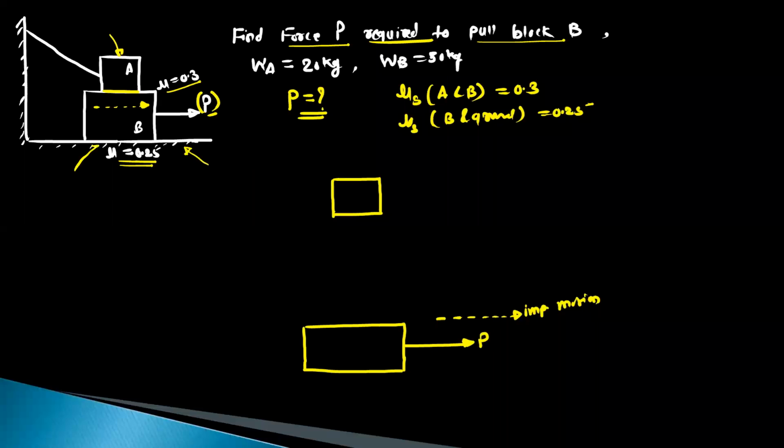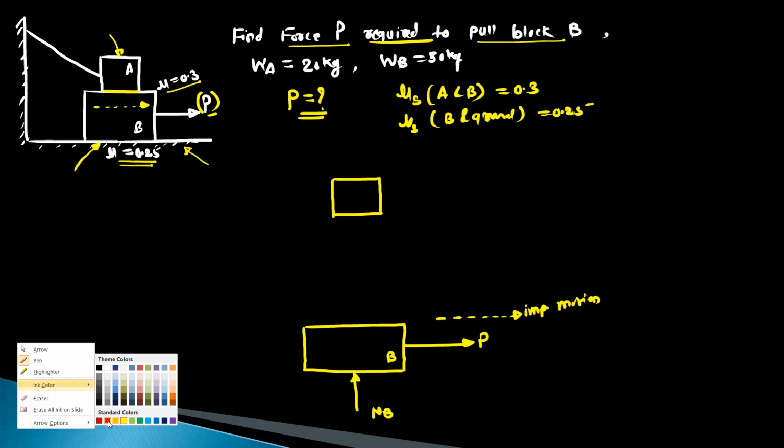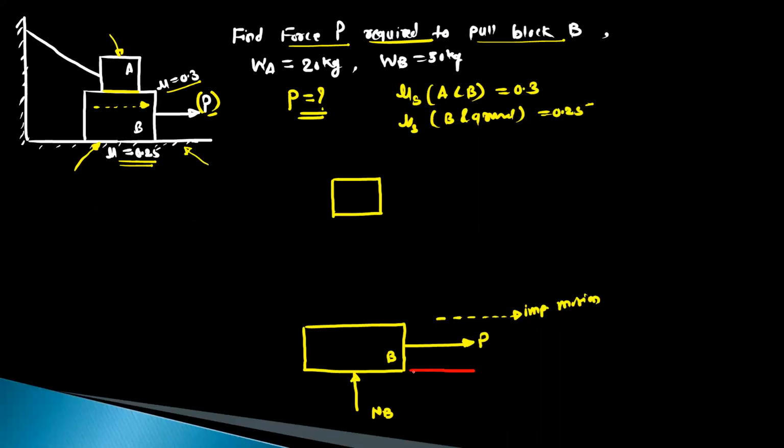Then at this contact surface, the ground will offer the normal reaction. This normal reaction is NB. And there is a frictional force which will oppose the impending motion at this contact surface. So this is the frictional force, and this value is at max. It is equal to mu S into normal reaction NB. This coefficient of friction is 0.25, so it is 0.25 into NB.